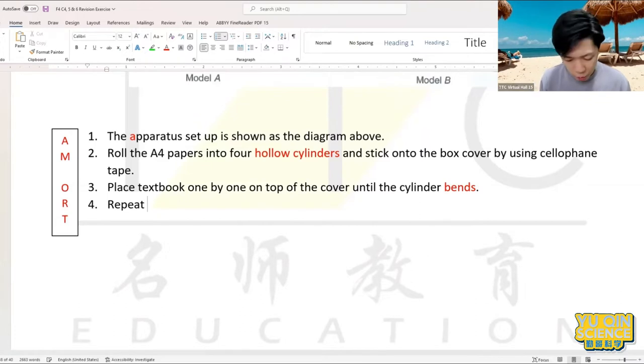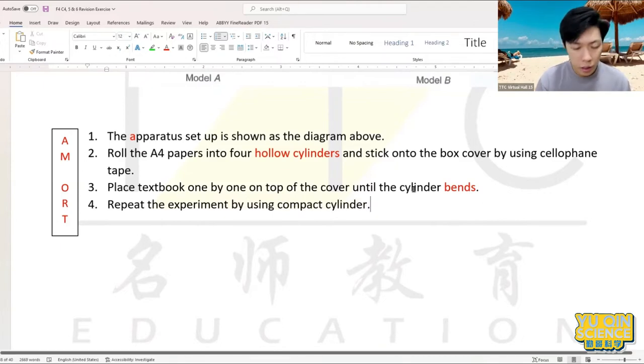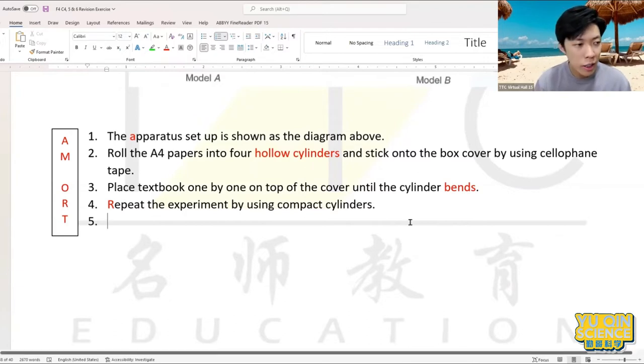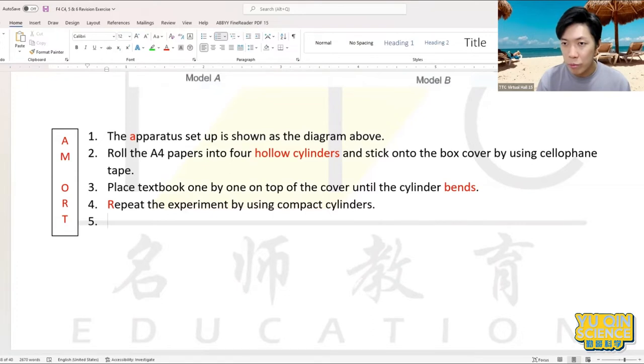So R stands for repeat. So repeat the experiment by using compact cylinder. So I have the word repeat. This applies to any experiment, like repeat the experiment by using hydrochloric acid, you know, that kind. So fine. Then we go to number five.